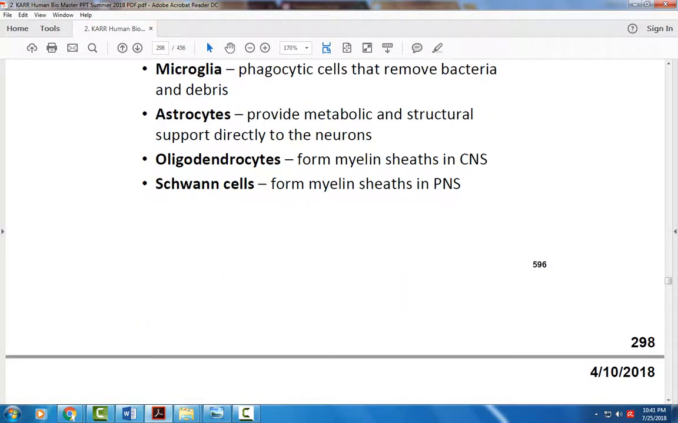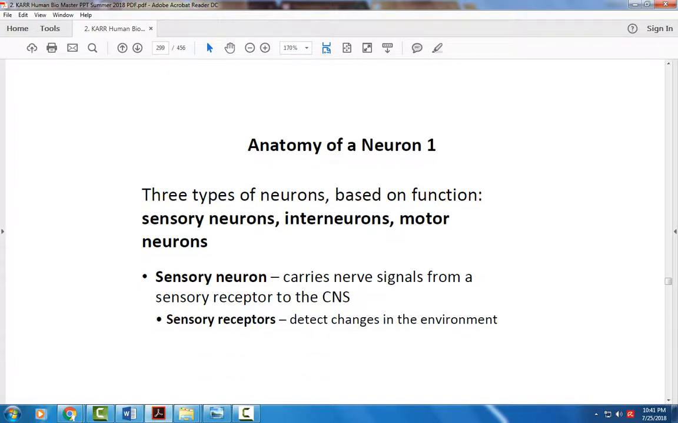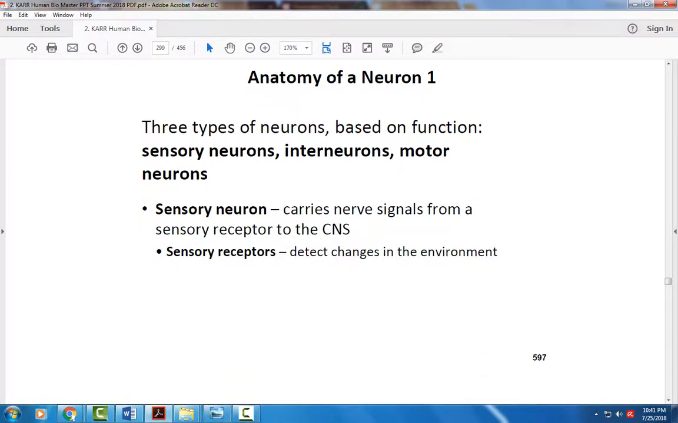So if we look at a typical neuron, then there's different types. There's sensory neurons that are carrying information from the sensory receptor to the brain or spinal cord for processing. And these sensory receptors are really important because they give us important information about our environment, about temperature or pressure, taste, sight, hearing, the special senses, which we're going to talk about in chapter 15.